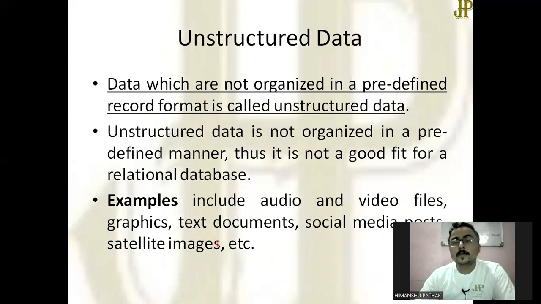Now, what is unstructured data? As we discussed, there is no particular format like rows and columns or some other particular format.